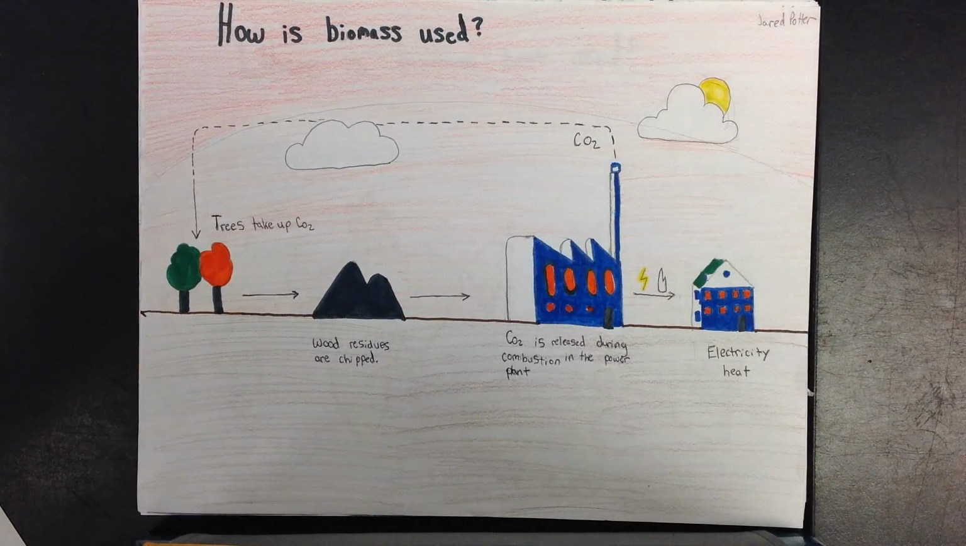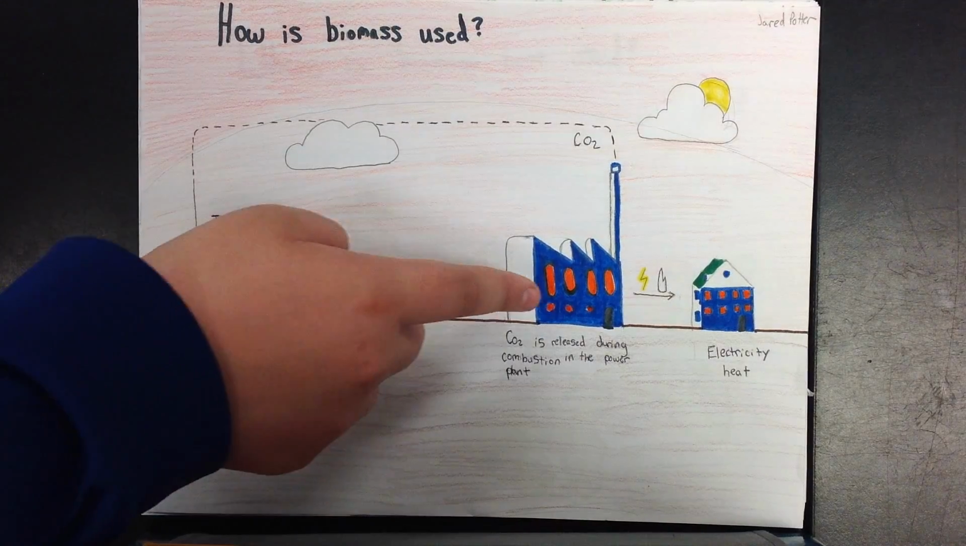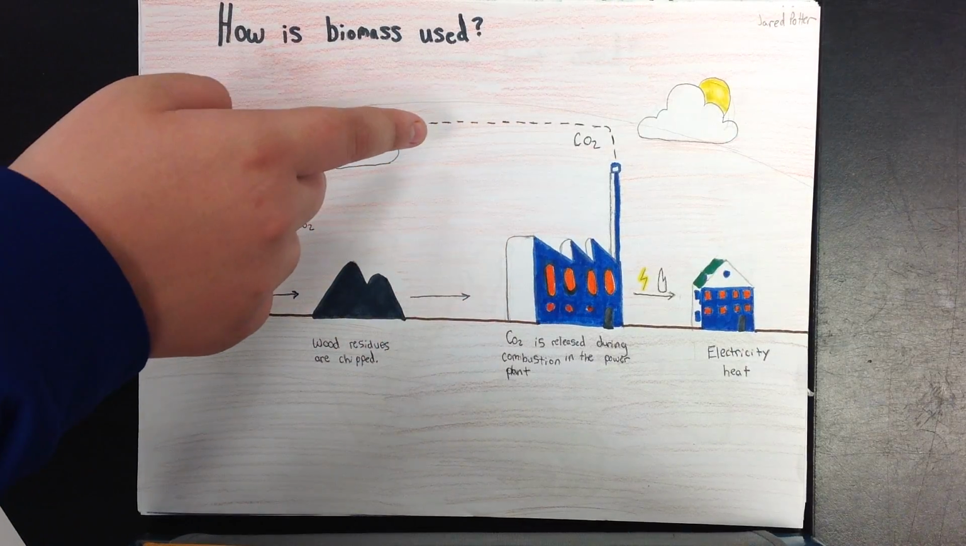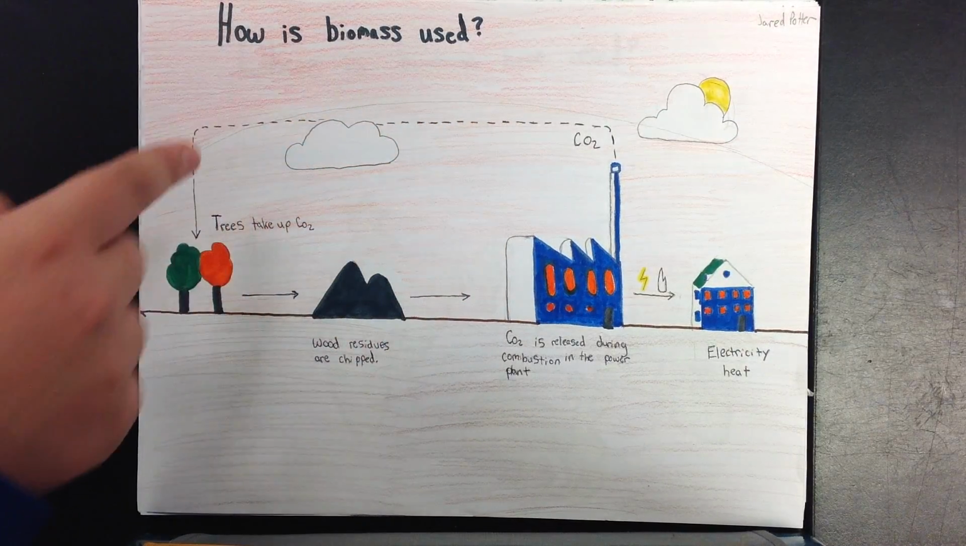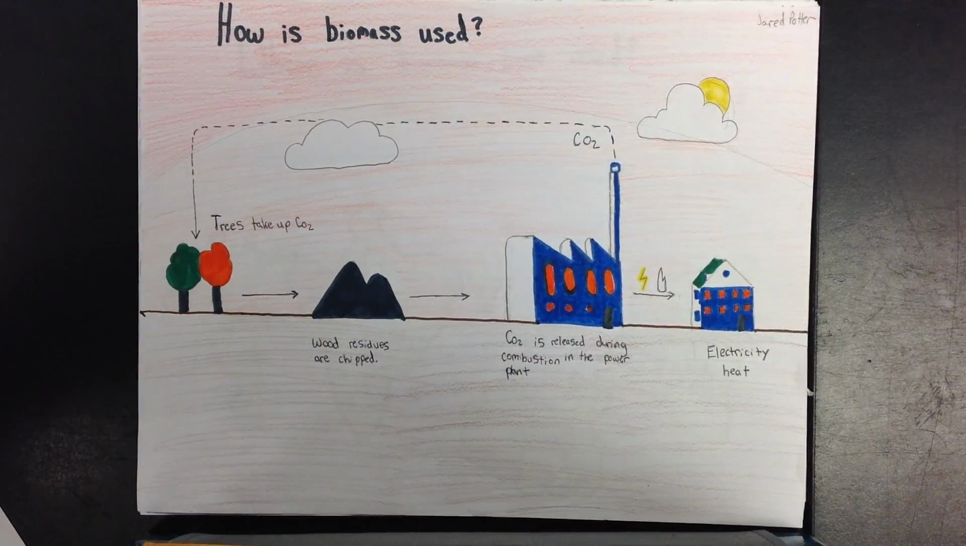How is biomass used? A biomass plant takes in trees and makes wood chips. This then can be burned and is used as energy. From the plant, it releases CO2 into the atmosphere, but all these plants take in CO2. This prevents extra CO2 from going into the atmosphere like coal. All this energy is transferred to homes and lights up your house.